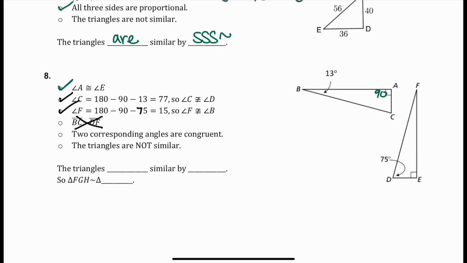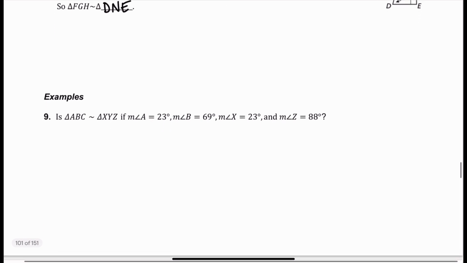Two corresponding angles are congruent. We do not have two corresponding angles that are congruent, so we are not checking that box. The triangles are not similar. We're going to check that one because they are not. None of the angles line up. So we're going to say the triangles are not similar by, we're going to put DNE for does not exist. And we're also going to put DNE on the triangles because that doesn't work. They are not similar. So if it doesn't make sense, put DNE, does not exist.